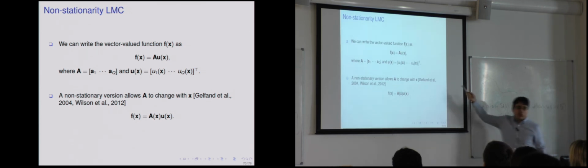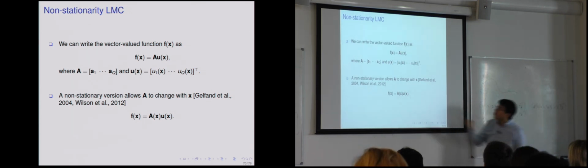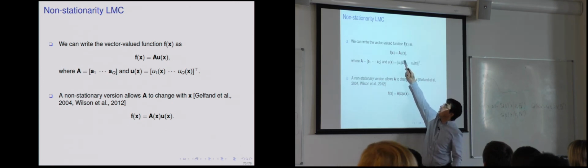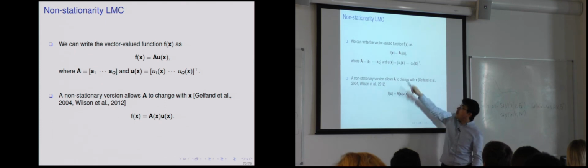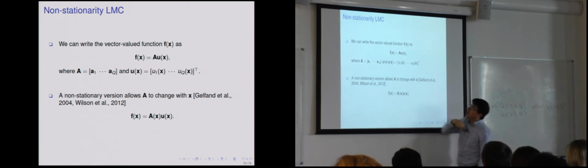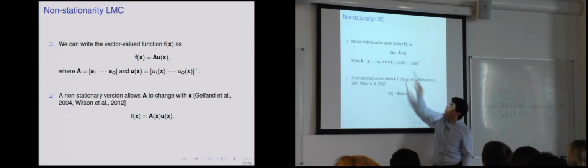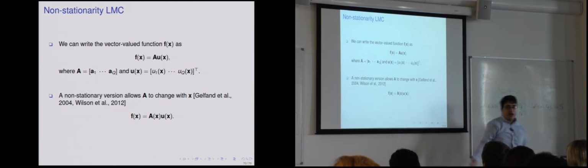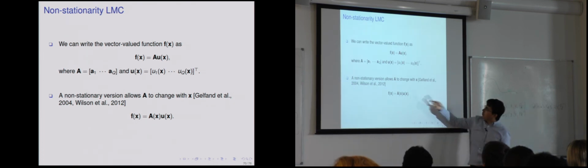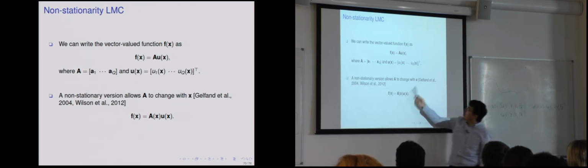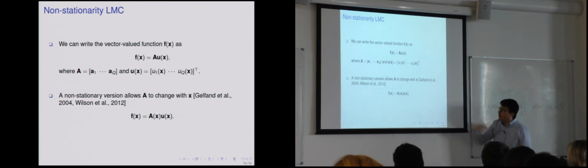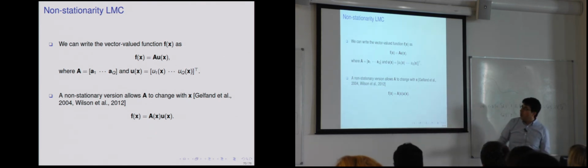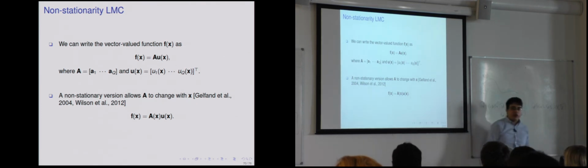You can make non-stationary versions of the linear model of coregionalization. This would be a way to write the semi-parametric latent factor model, where I'm transforming the latent vector U(x) to the observed random vector F(x). Instead of making this A fixed, I make A change with the input location. This model was proposed by Gelfand in 2004, but then it was reintroduced to machine learning, I think at ICML in 2012, with the name of the Gaussian Process Regression Network.